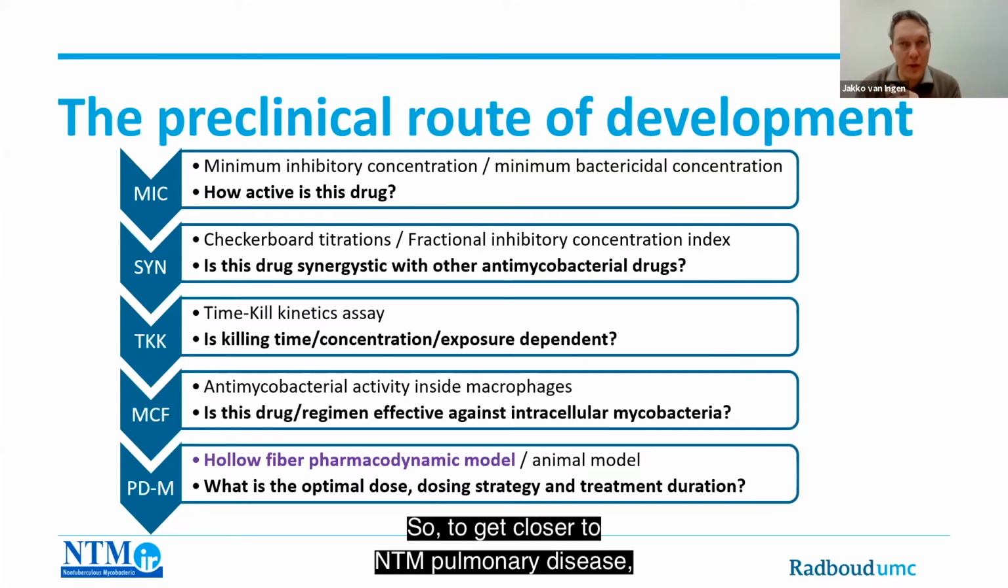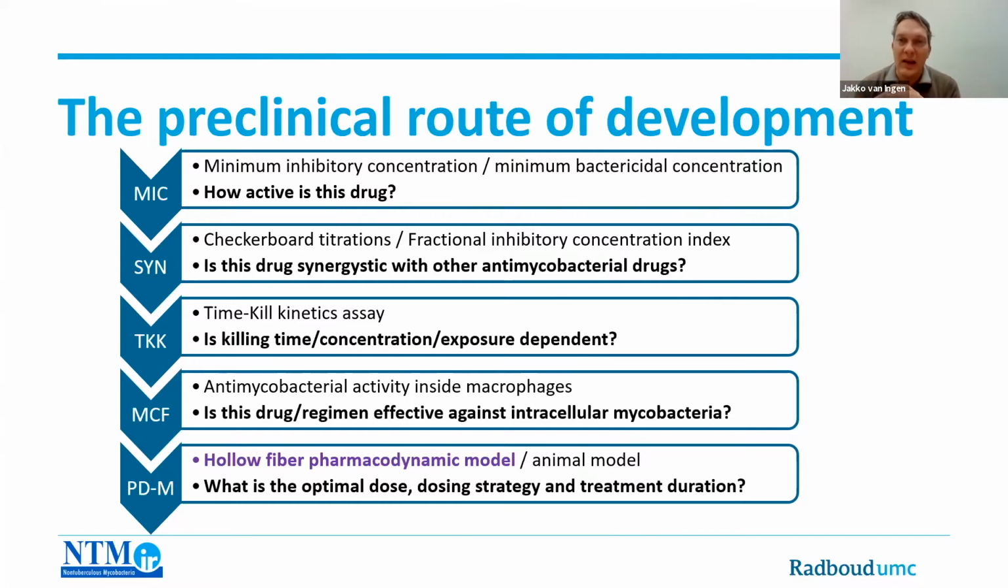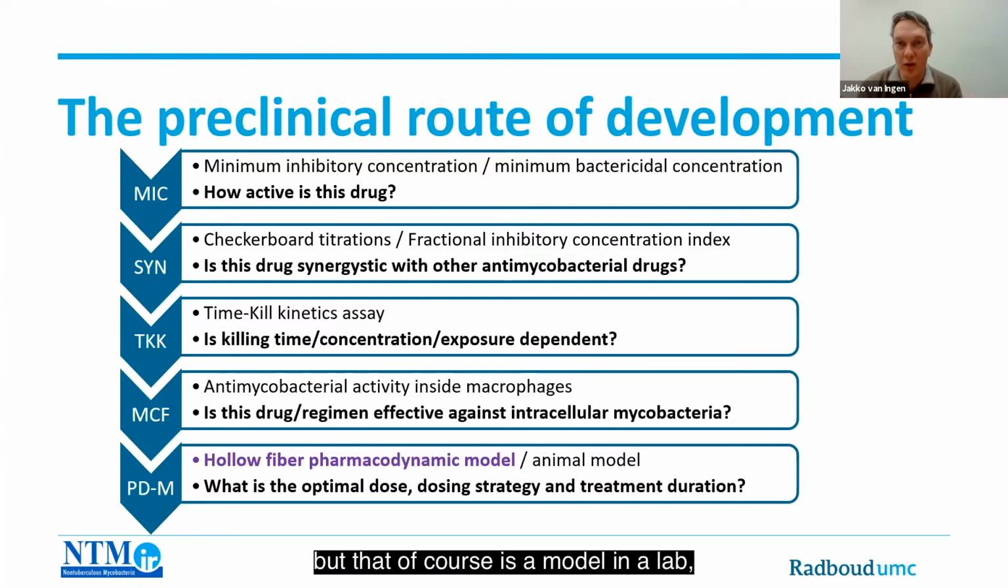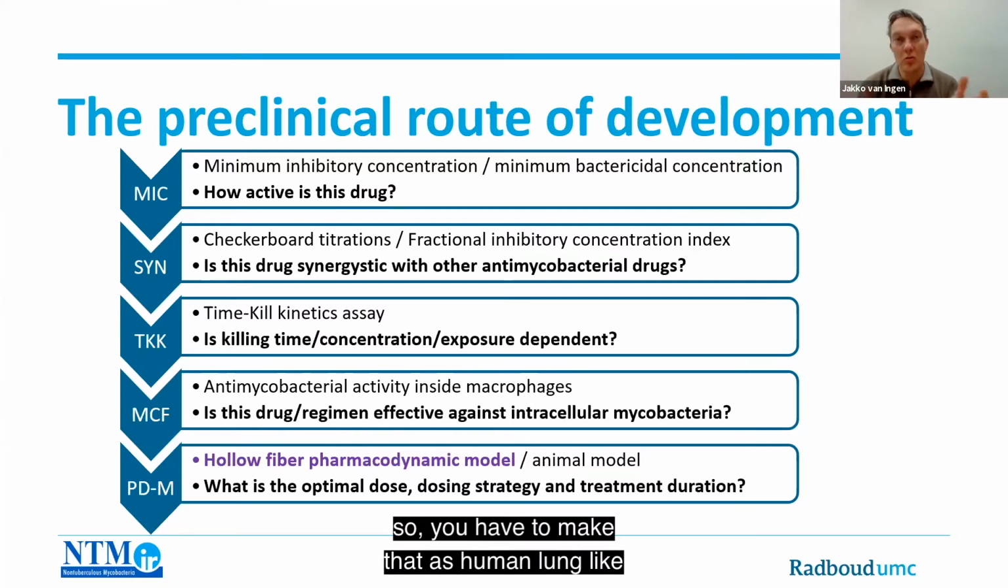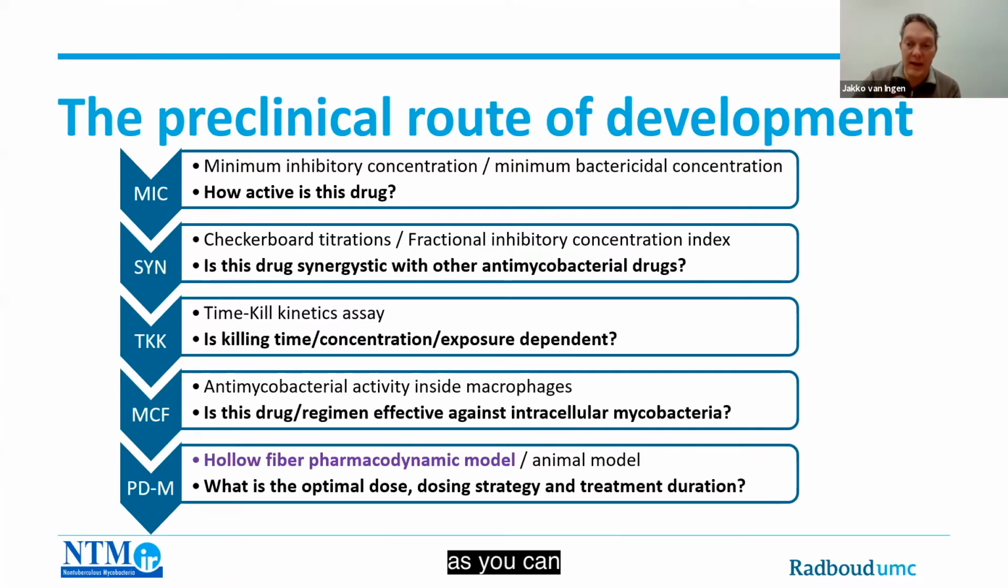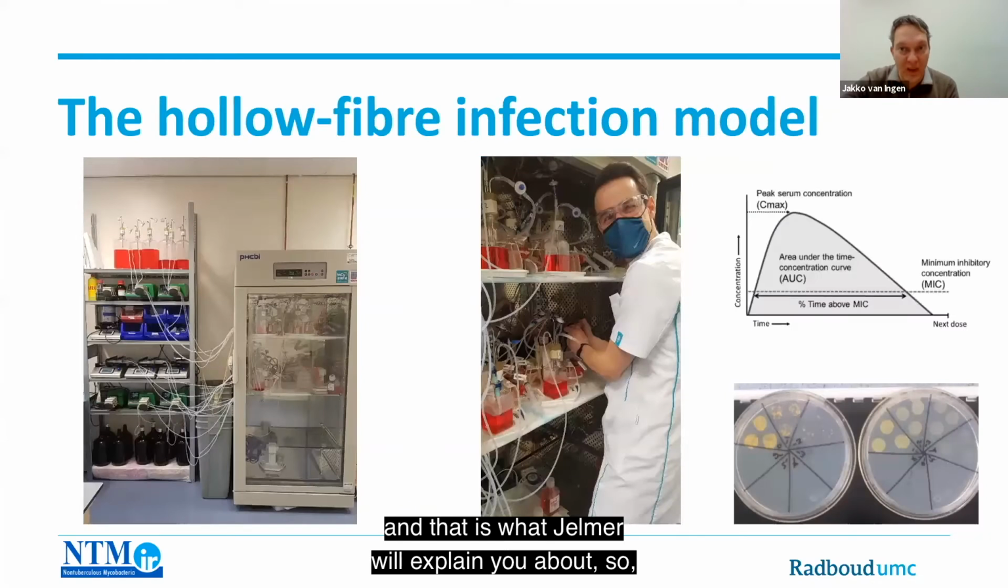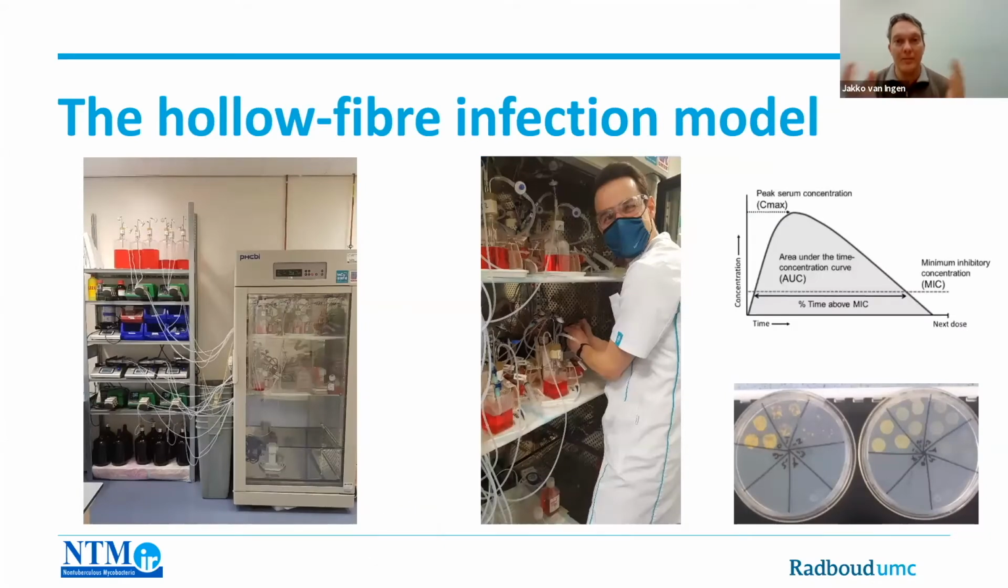So to get closer to NTM pulmonary disease, we use the hollow fiber model. But that, of course, is a model in a lab. So you have to make that as human lung-like as you can. And that is what Jelmer will explain to you about. So here are the initial graphics.